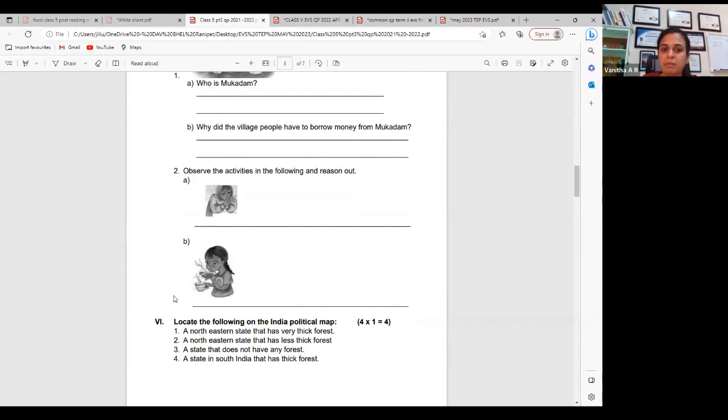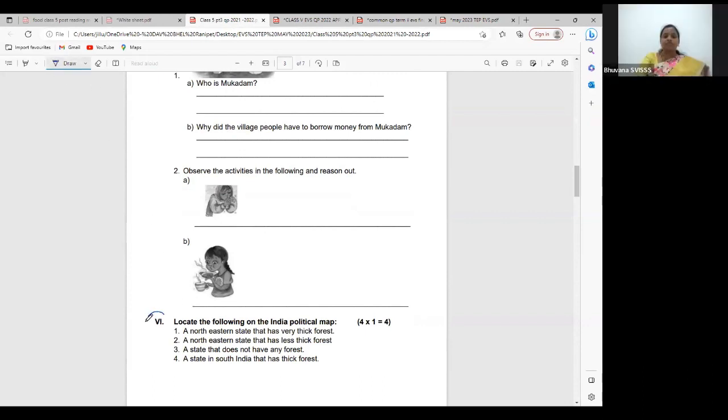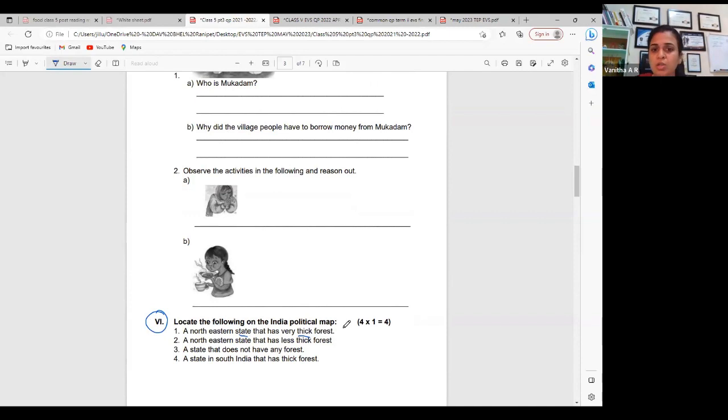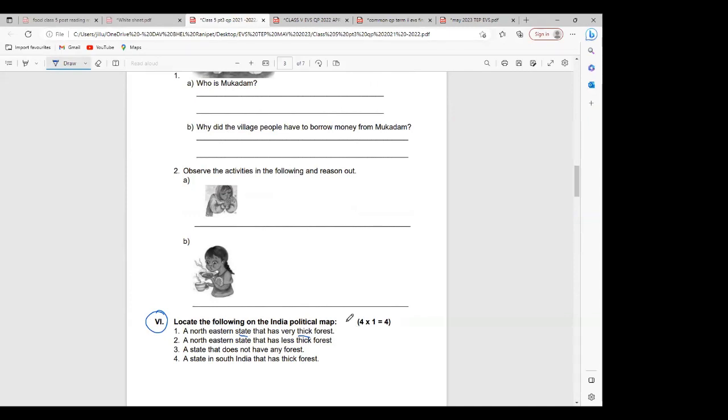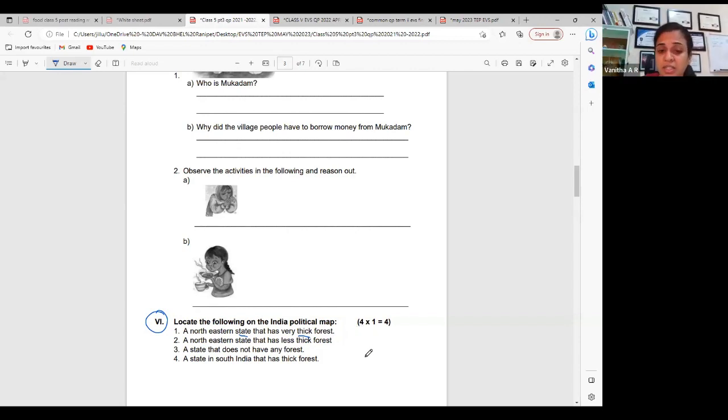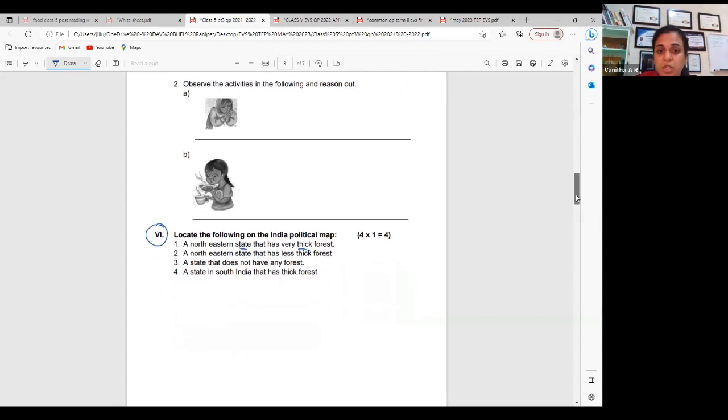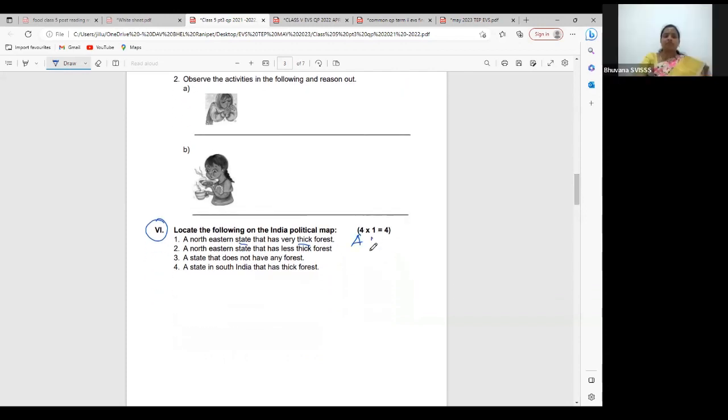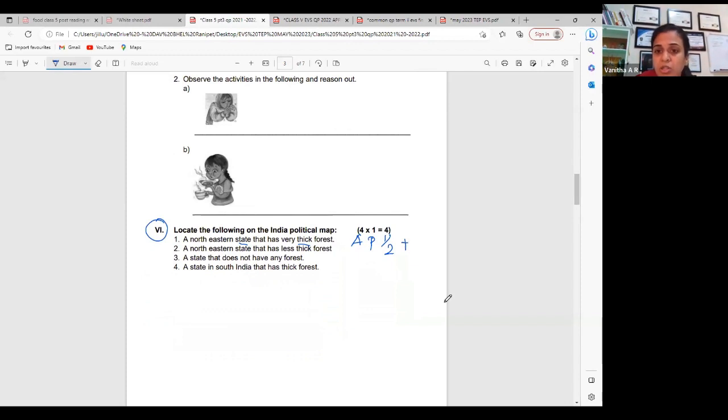Yes, now coming to the map. As you can see, locate the following on the Indian political map: a northeastern state that has very thick forest. Actually, this is all from the book content only. So for identifying the state, a northeastern state with a thick forest, I think the child can go with Meghalaya or Arunachal Pradesh. For identifying the state as Arunachal Pradesh, half mark. And for locating it correctly on the map, we'll give one more.